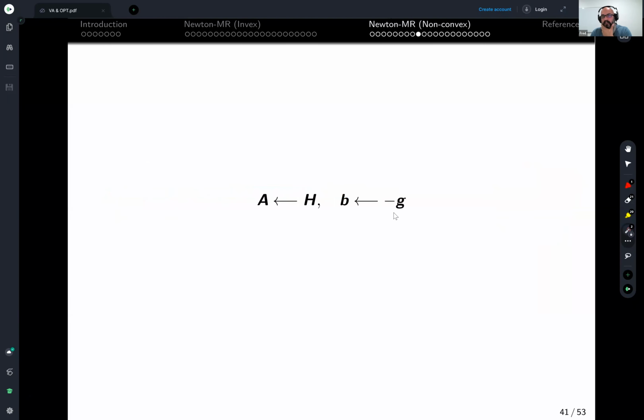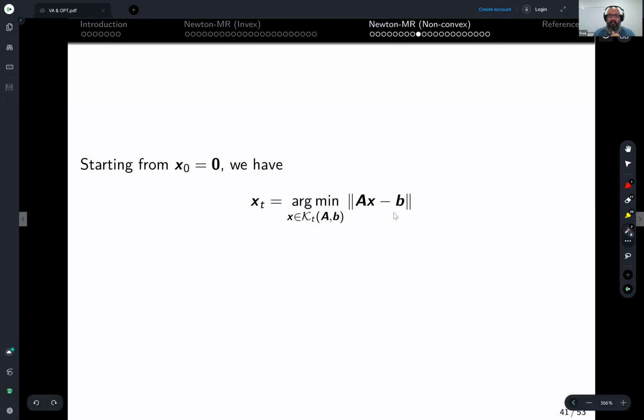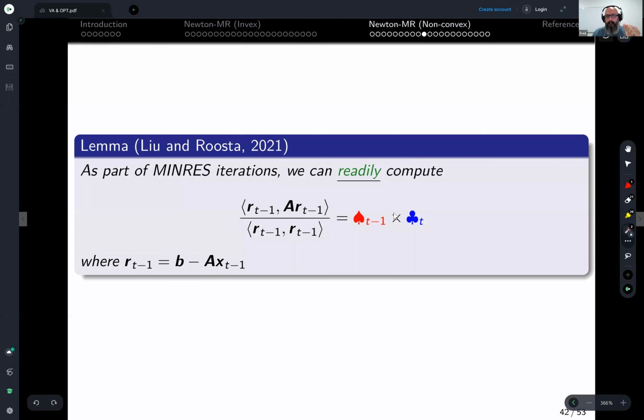I'm going to switch notation on you very quickly, because this is taken from a paper where we took it out of optimization and looked at it only from the numerical linear algebra perspective. And over there, the matrices are generally A, and the right-hand side vectors are b. So A is my Hessian from now on, and b is my gradient. So A is the matrix, b is the vector. Again, the subproblems of MINRES are the same as before.